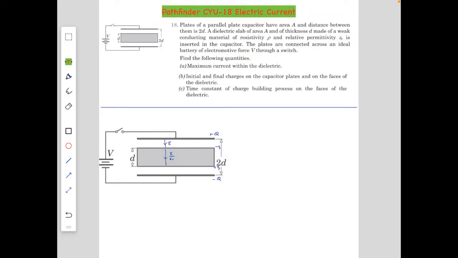Hello guys, here we have question number 18 from the Check Your Understanding exercise of the chapter Electric Current from Pathfinder. So yeah, let's start. Plates of a parallel plate capacitor have area A and the distance between them is 2d.